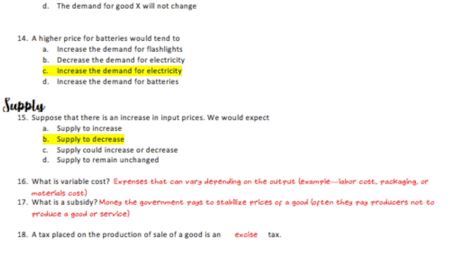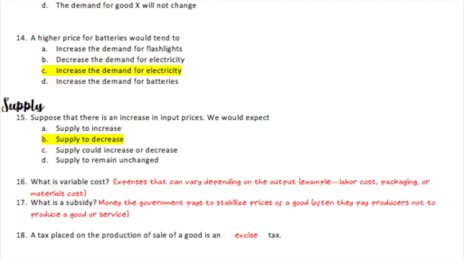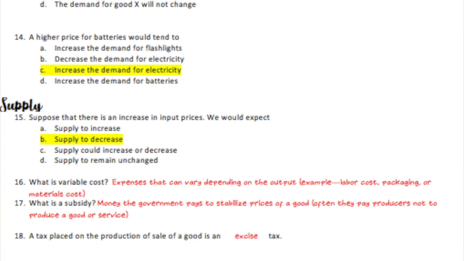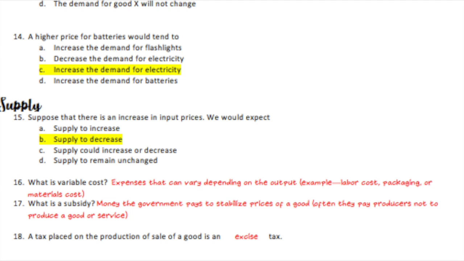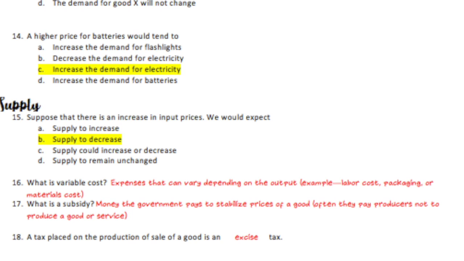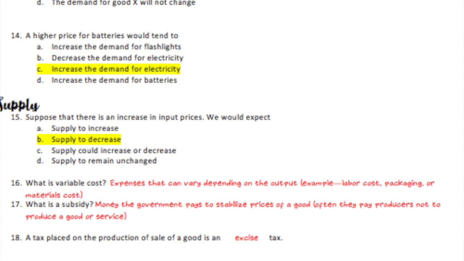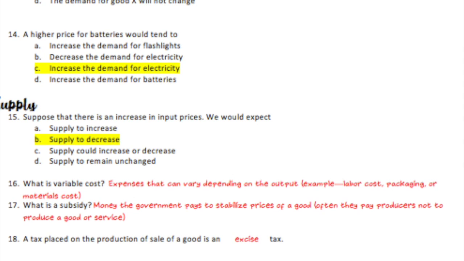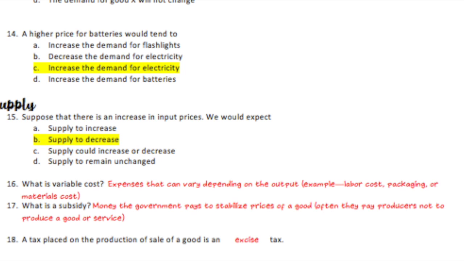Alright, let's switch gears and look at supply really fast. Number 15, suppose there was an increase in input prices. What would you expect? If there's an increase in input prices, that means that it costs more to make the item. So suppliers will probably put out less at lower price points because they can't make a profit.